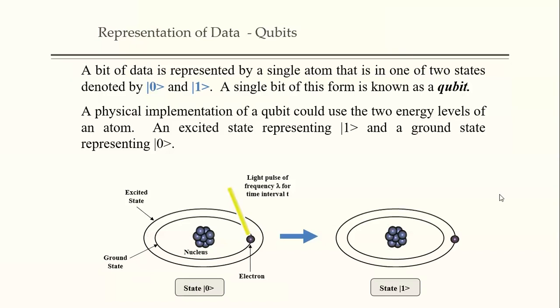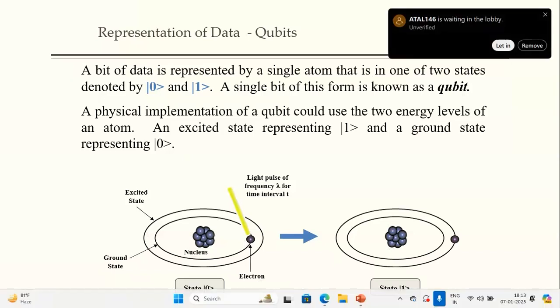In the physical implementation of a qubit, we use two energy levels of atoms. One is the excited state at the top level, and another one is the ground state, which is 0. As I told, in that ball, bottom is 1 and up is 0. Here is the diagram. This is the ground state and this is the excited state, which is the electron. This is state 0 and this is state 1.